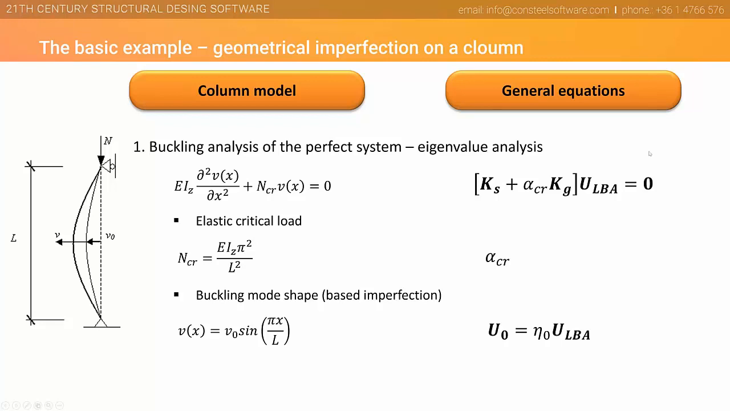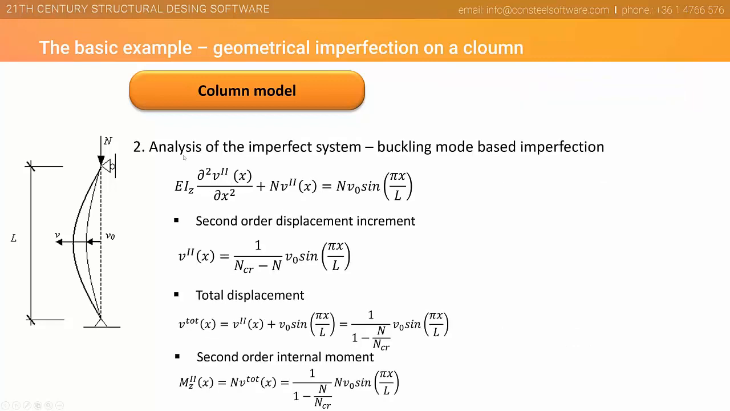So this is the classical linear stability analysis, which has been implemented into ConSteel. This is a generalized equation for that simple column equation. The result is a generalized elastic critical load level involving all the acting loads and a generalized eigen or buckling mode shape. So this is the perfect system.